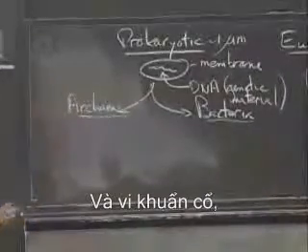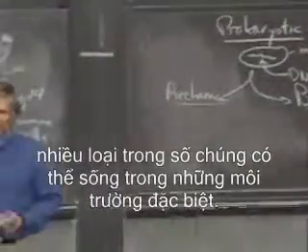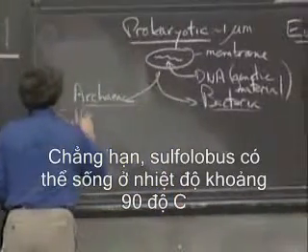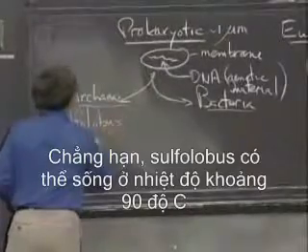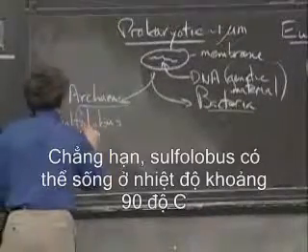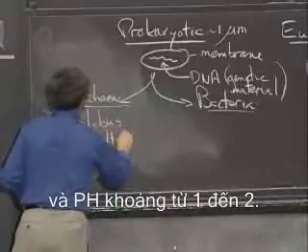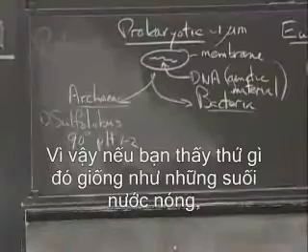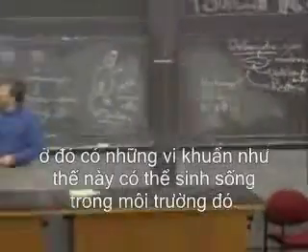And the archaea, many of them can live in specialized environments. For example, Sulfolobus can live at about 90 degrees centigrade and a pH of somewhere between 1 and 2. So if you see something like a hot spring, there are organisms such as this that are able to grow in that environment. Or there are halophiles, salt-loving archaea that can grow, for example, in 4 molar sodium chloride.